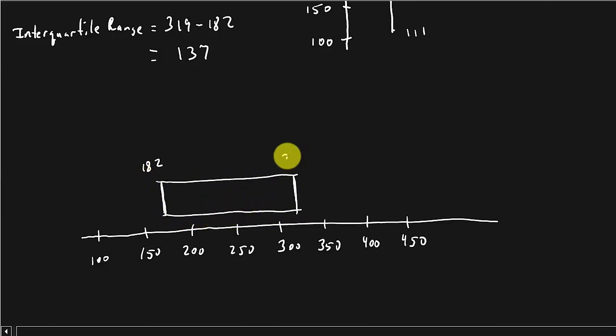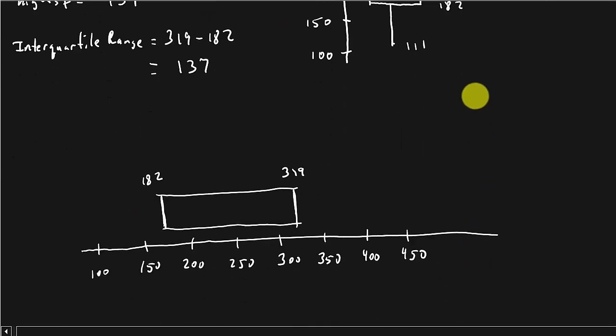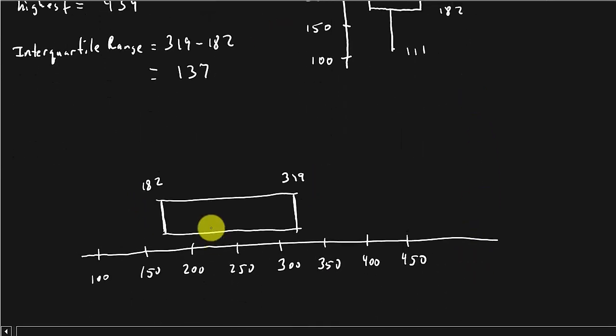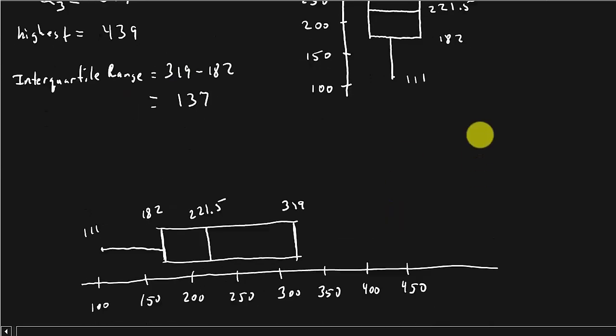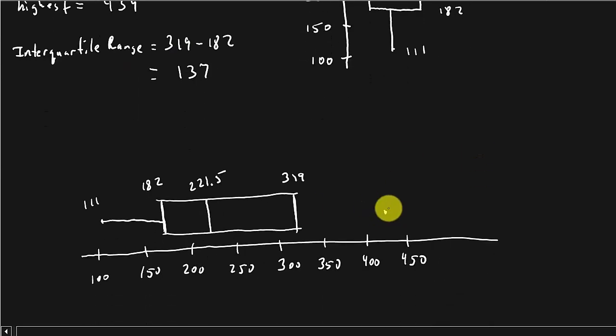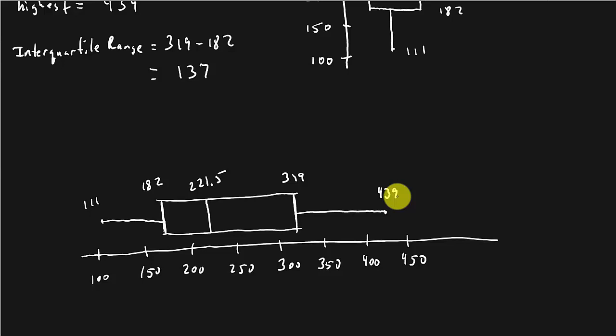There's 182, there's 319. The median is 221.5, about right in here. The lower value is 111. The highest value is 439, which is about right there. And there's your box and whisker plot drawn horizontally. It's the same process. It's the same thing.